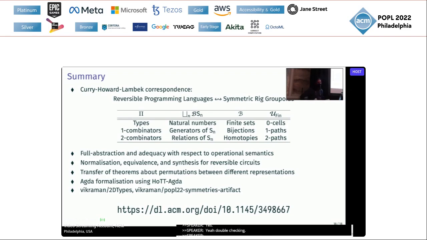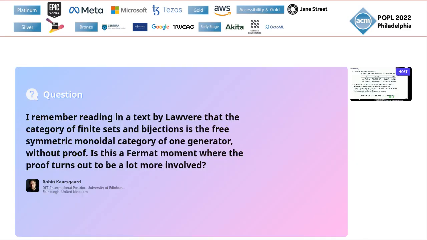Any other question in the room? Or any other question online? All right, we have a question online. I remember reading in a text by Lawvere that the category of finite sets and bijections is the free symmetric monoidal category on one generator, without proof. Is this a Fermat moment where the proof turned out to be a lot more involved?